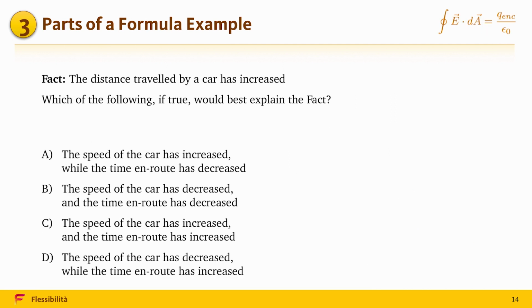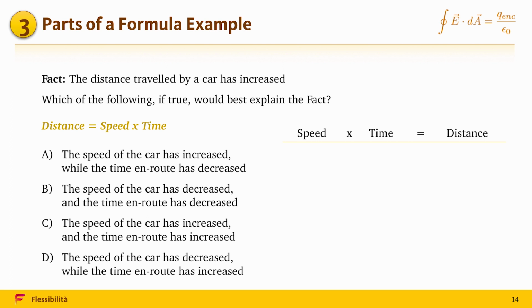3. Parts of a formula. The distance traveled by a car has increased. Which of the following, if true, would best explain this fact? The fact is that the distance has increased. Let's use a formula to find a possible root cause reason. Recall that distance equals speed times time. So an increase in one multiplier not offset by a decrease in another one will lead to a higher product. Draw a 3x4 table to track which way each variable is changing.